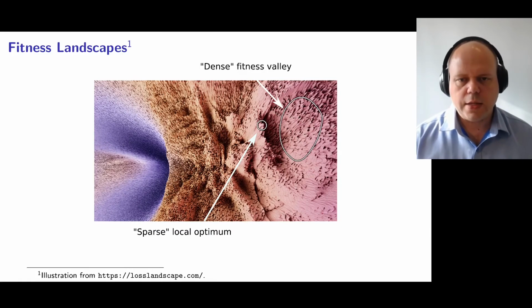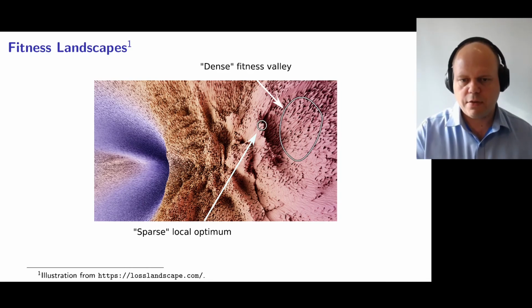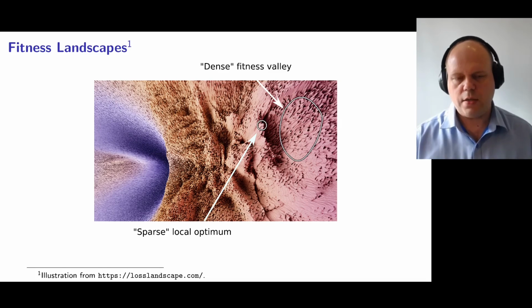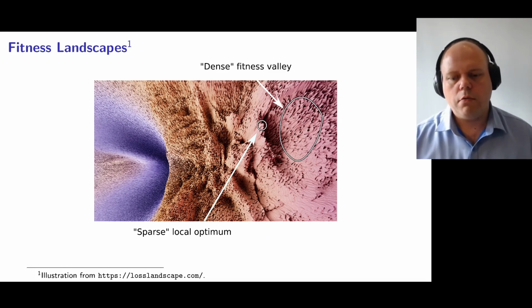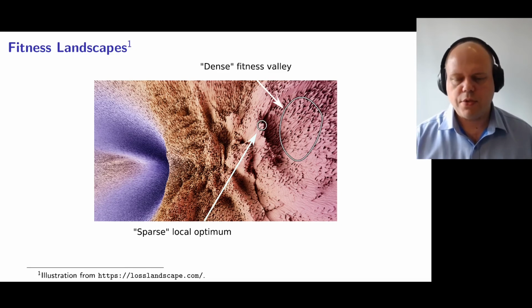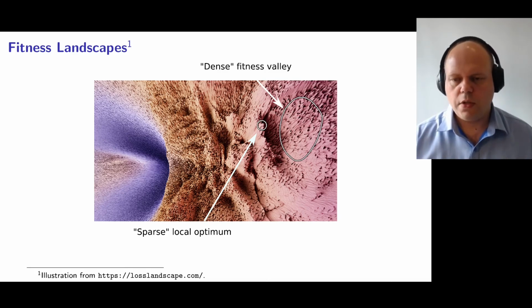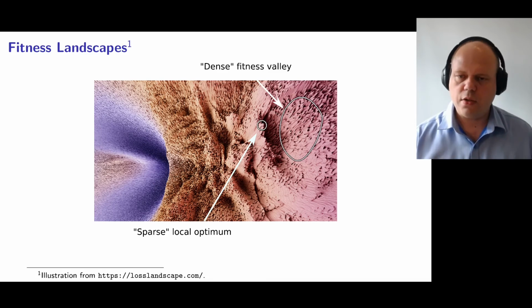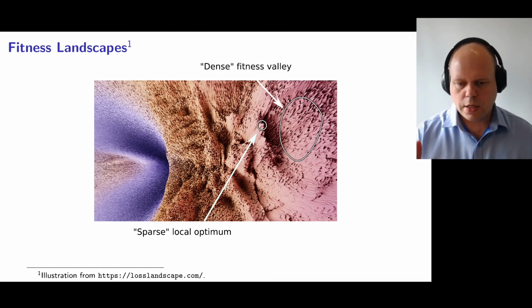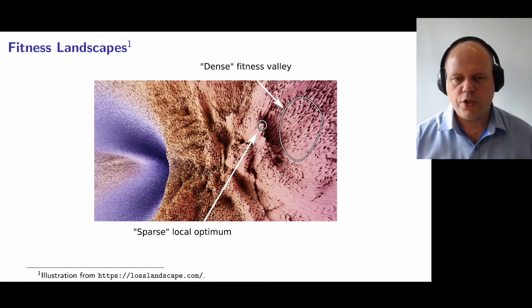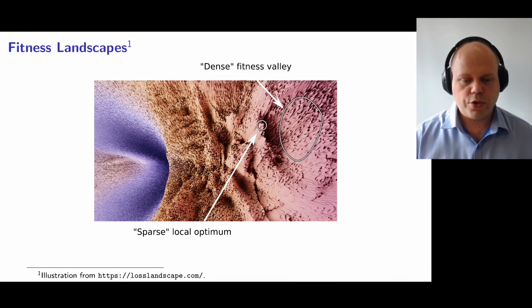Fitness landscapes of complex combinatorial optimization problems typically have several local optima surrounded by lower fitness values. We believe that one feature of fitness landscapes that contributes to the difficulty is the sparseness of the local optima relative to the density of the surrounding fitness values. This is the intuition behind the definition that we're going to propose now.